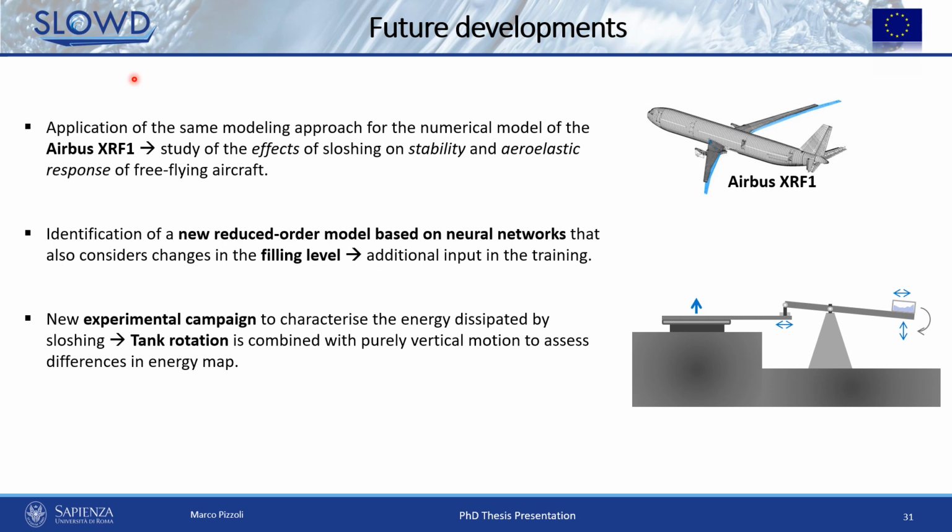The last point was an experimental campaign to characterize the energy dissipated by sloshing again, but this time by considering also the effect of the tank rotation combined with the purely vertical motion, to assess some possible differences in the energy map. And we performed this experimental campaign, and we also published this work at the IFASD conference of 2023, and we showed that the tank rotation contribution is negligible in terms of energy dissipation with respect to that of the purely vertical motion.